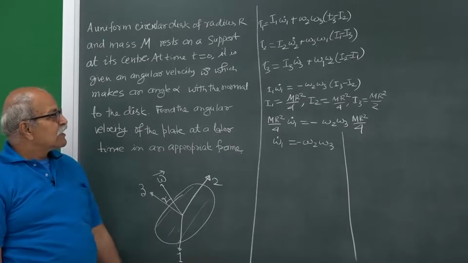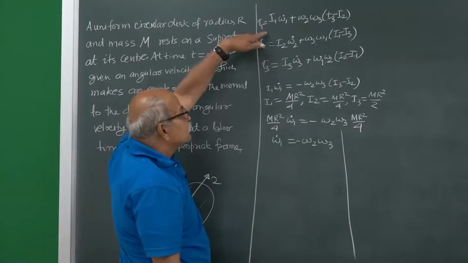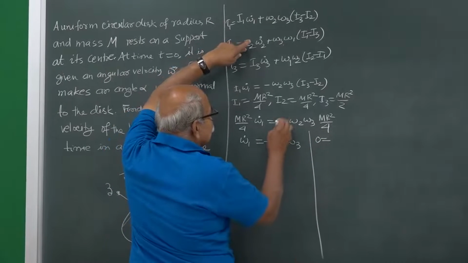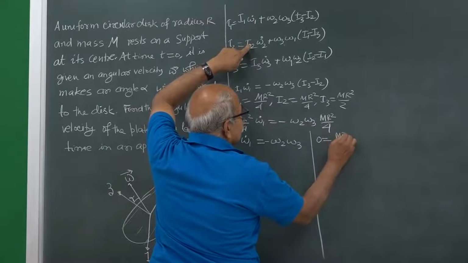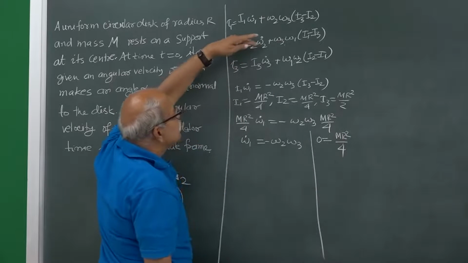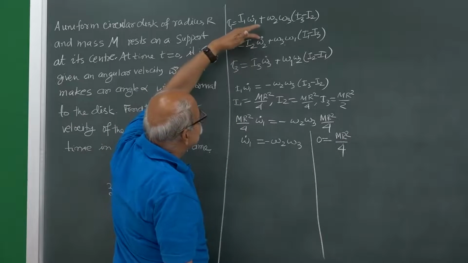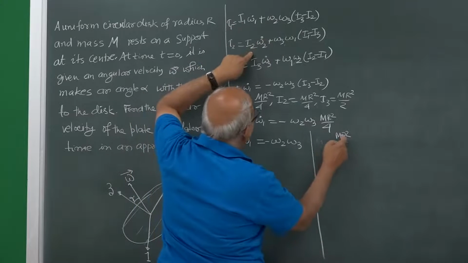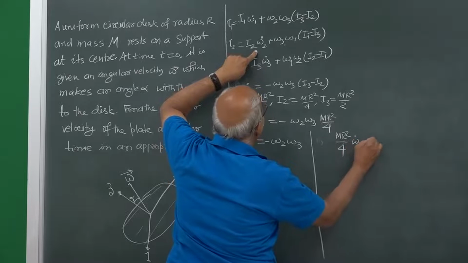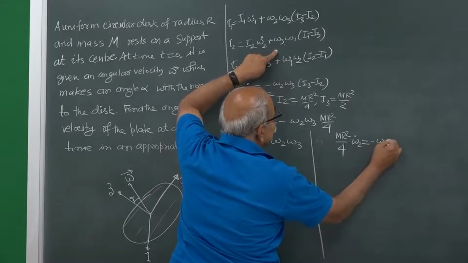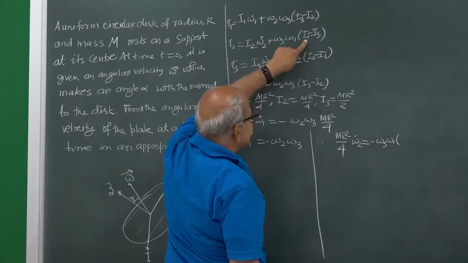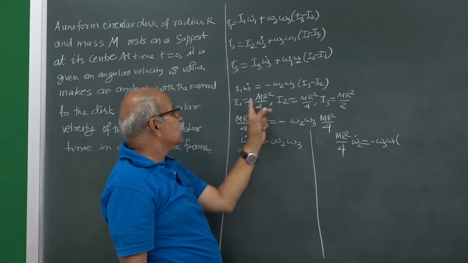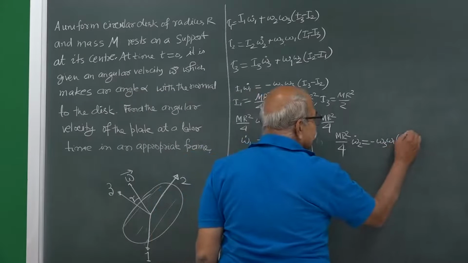Similarly, write the second equation, where tau 2 is 0. So, 0 is equal to I2, which is mr square by 4, times omega 2 dot plus the other term. So, this is negative of that. So, I2 omega 2 dot is equal to minus omega 3 omega 1 times (I1 minus I3). Here is I1 and minus I3 is here. So, that is minus mr square by 4.